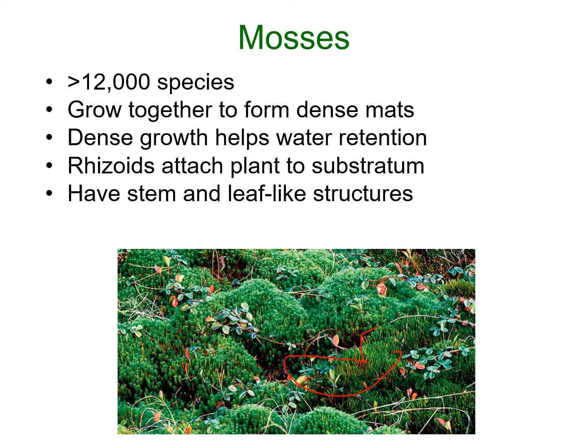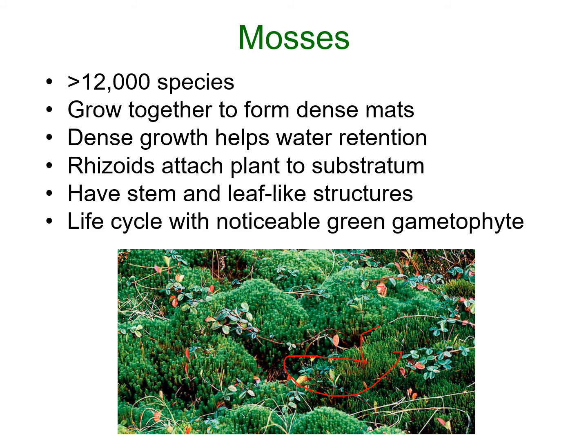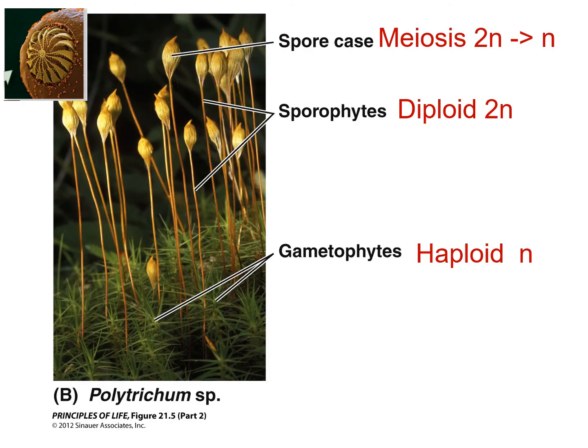They have a stem and leaf-like structures, but they're not very well developed, and they're very, very tiny, very small. So the life cycle that you can see in this picture here, that is a gametophyte. That's the noticeable green gametophyte. So it's a gametophyte dominant phase.